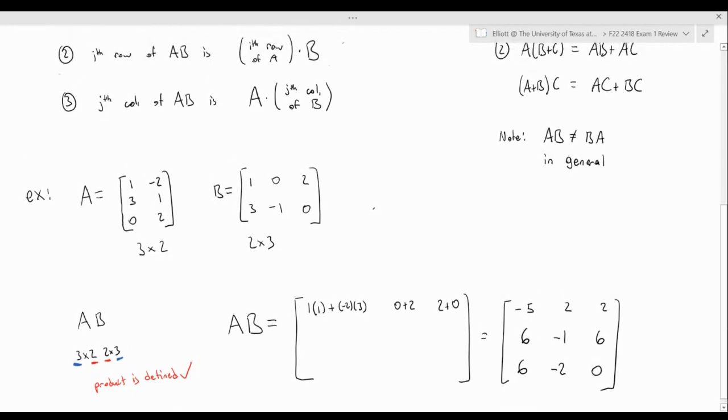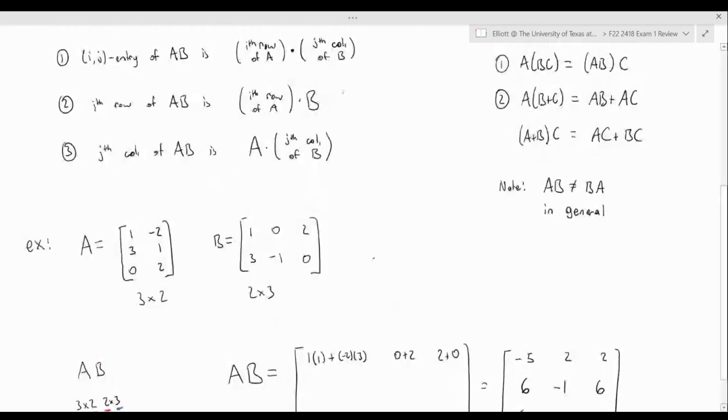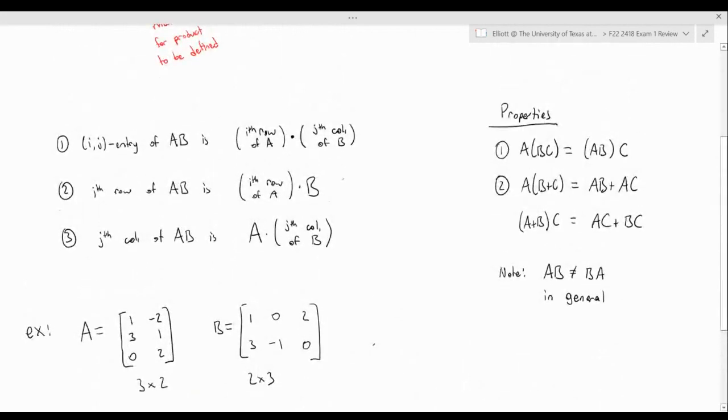So if there are no questions about matrix multiplication, then I don't want to spend too much time on it. One more quick comment then is just some properties of matrix multiplication. So matrix multiplication is associative and it's distributive, okay? But note in general that AB is not equal to BA. So whereas that is true for numbers, that is not true in general for matrices, okay?